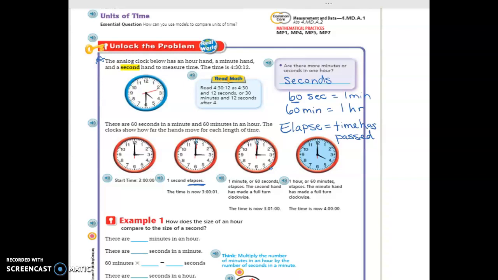Now we're on the third clock right here. 1 minute or 60 seconds elapses. So that means this red hand has gone around the clock 1 full turn clockwise. So the time is now 3:01 with 0 seconds on the clock because it's at the very top. 1 hour or 60 minutes elapses. So that means that this minute hand has made its way all the way around 60 minutes, which is 1 full clockwise turn. So the time is now 4 o'clock.